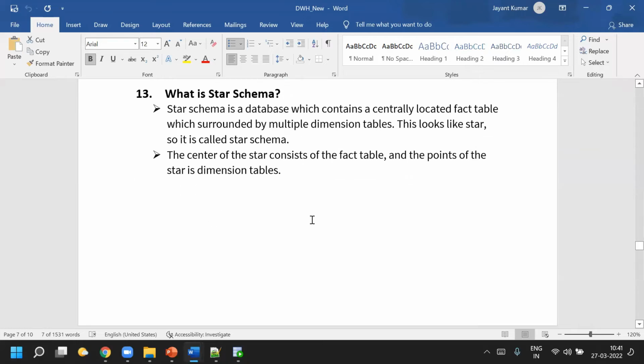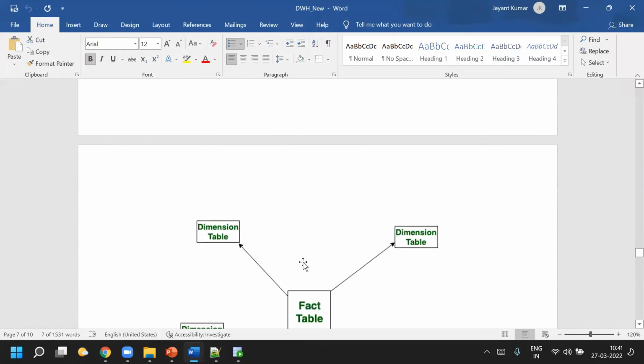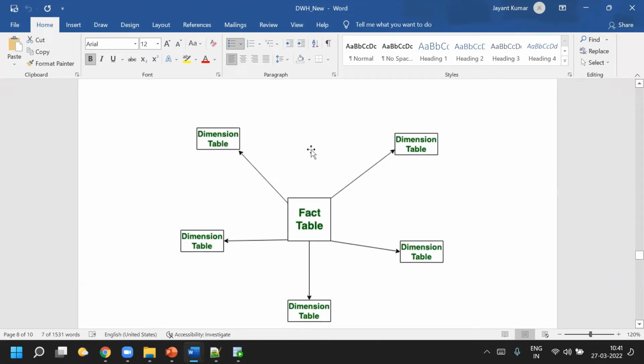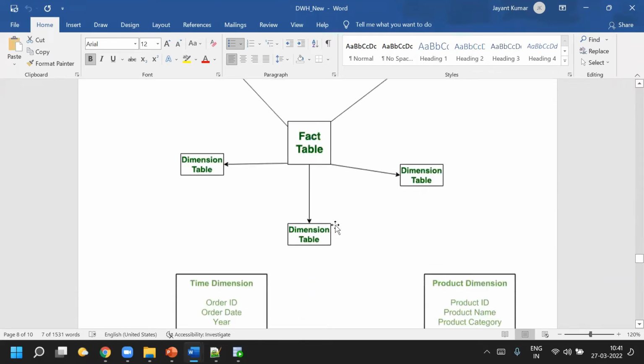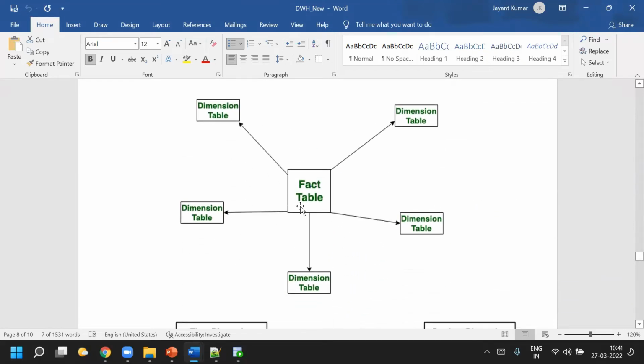So what is a star schema? A star schema is a technique where an architect or designer designs a data warehouse. It is a simple way. If you see the diagram, it looks like a star. How does a star come about? It is surrounded by multiple dimension tables, so it looks like a star. That's why it's called a star schema. In the center we have a fact table, and it is surrounded by multiple dimension tables.